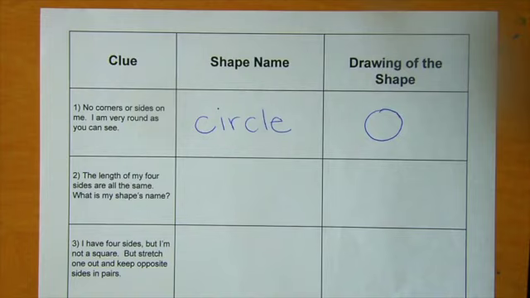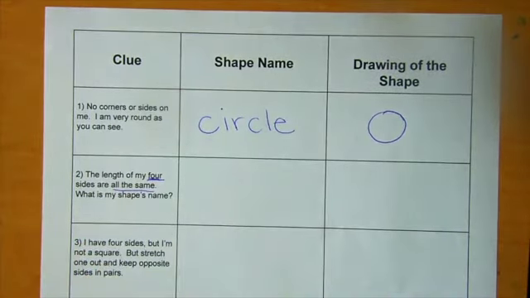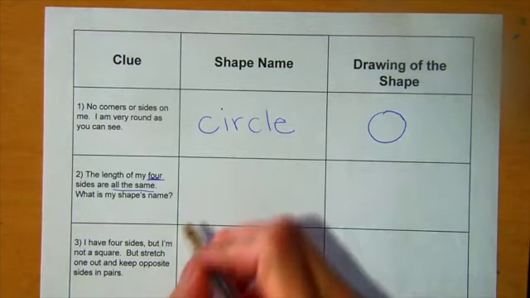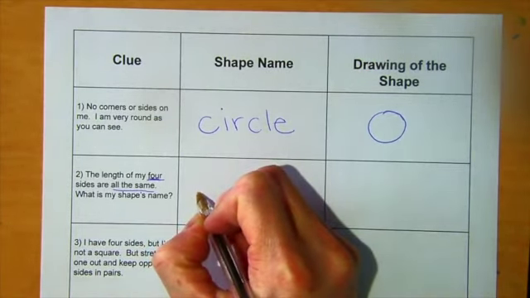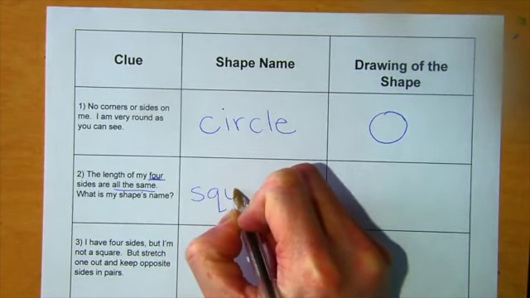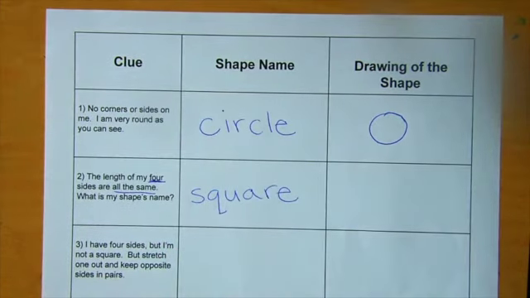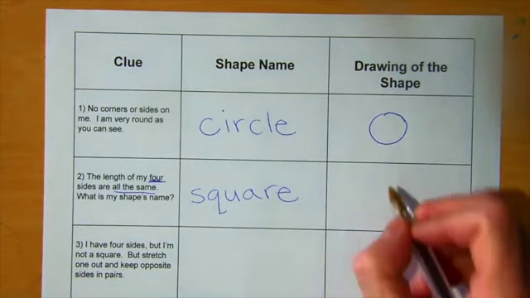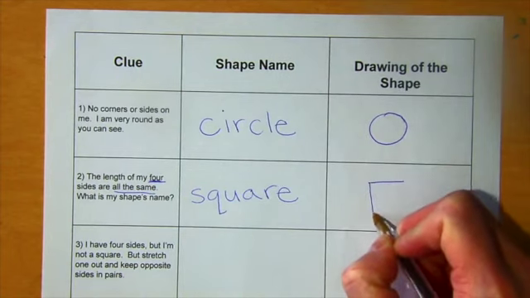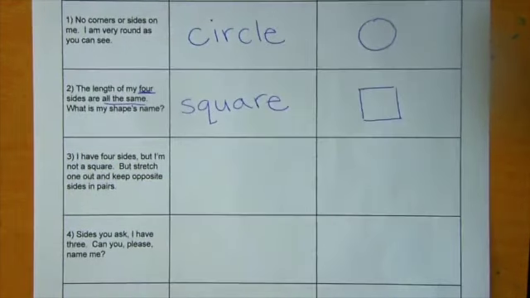All right, number 2. The length of my 4 sides are all the same. I think that's important. What is my shape's name? They're all the same 4 sides. It's a square. Square is a weird word. Square. S-Q-U-A-R-E. Square. And then we're going to draw a square. So we want all of our sides to try to be the same length. Don't want it to look too rectangle-ish.